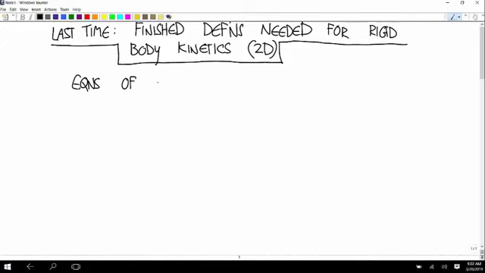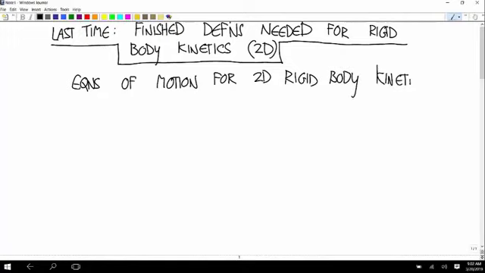The equations of motion for 2D rigid body kinetics are, first, Newton's second law, which says add up all the forces acting on the chosen body. That's equal to the mass of the chosen body times the acceleration of the center of mass.